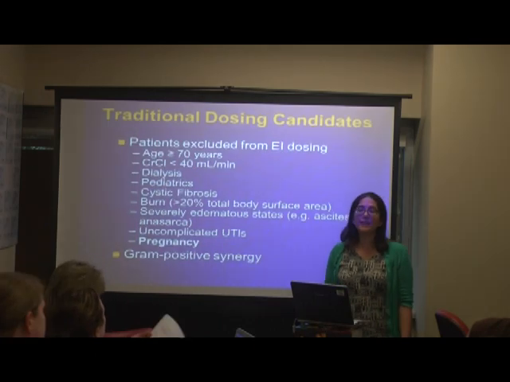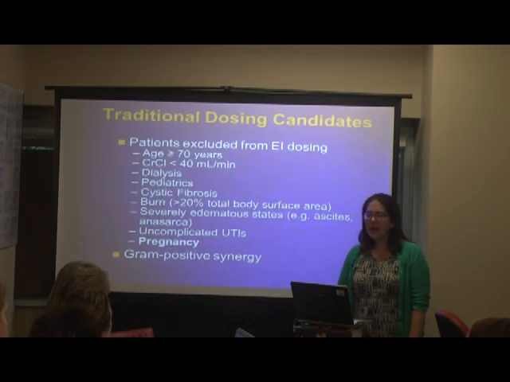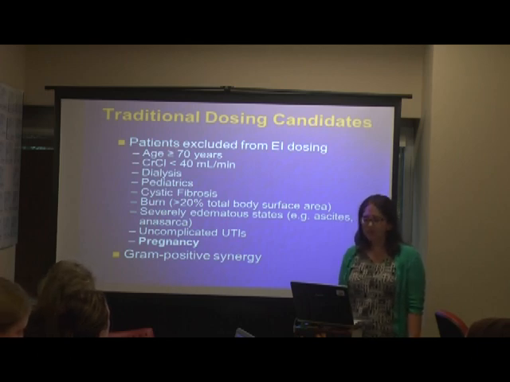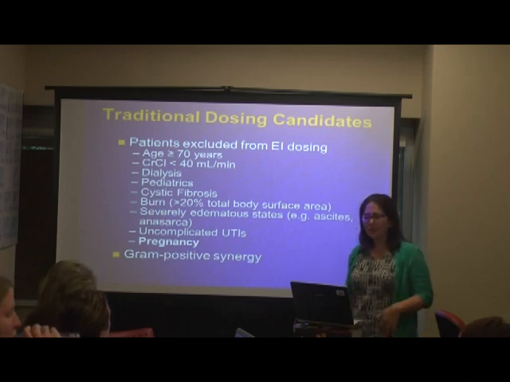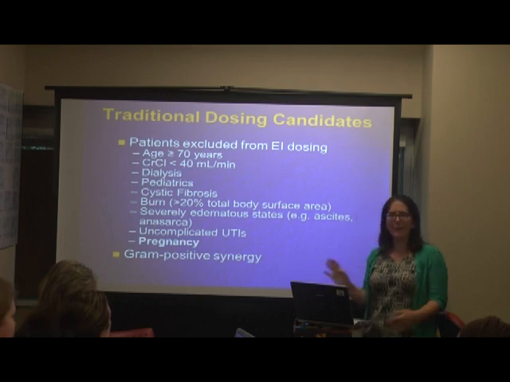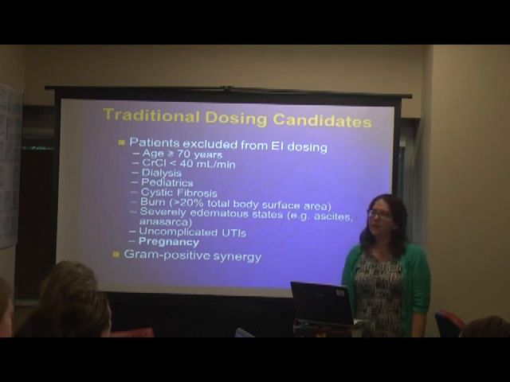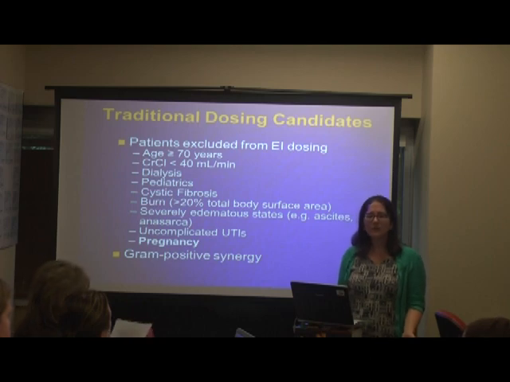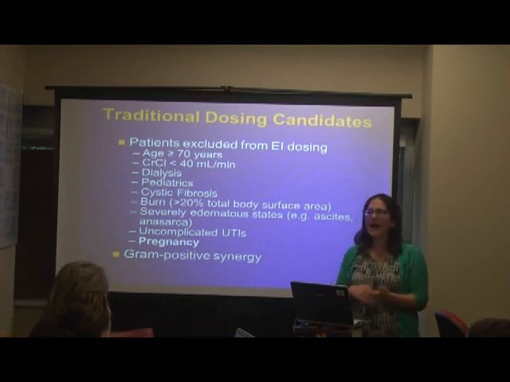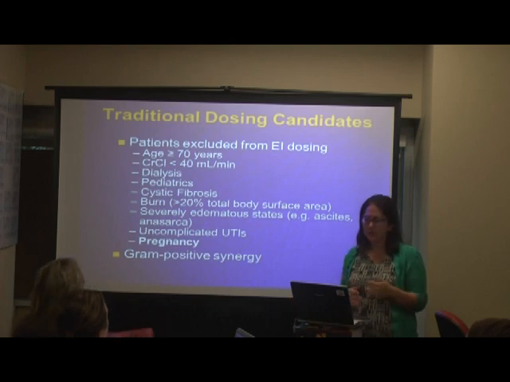So what patients should we not be using extended interval in? If they're 70 years or greater, if their creatinine clearance is less than 40, if they're on dialysis, if they're pediatric, so we'll talk about that at length later, if they're cystic fibrosis. And the reason these patients are excluded is because we're worried that they're not getting high enough peaks using this dosing. So we have modified dosing recommendations for them.